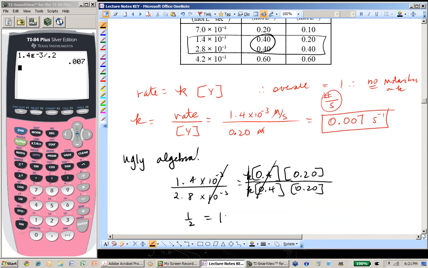How is that going to happen? How does anything in this bracket raised to a power ever equal 1? Well, it's got to be 0 order. So what was 0 order?